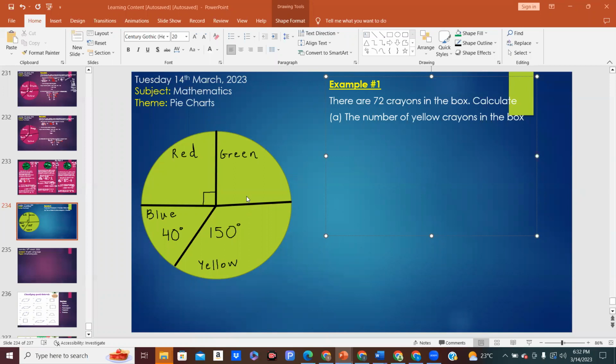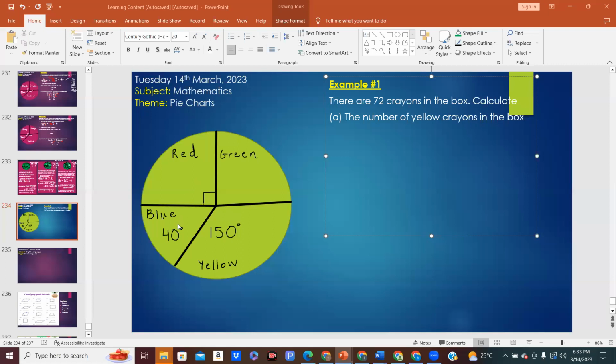So if we want to figure out the amount of yellow in the box, would it be what fraction of 360 is 150? Okay, you're heading somewhere, and then what are we going to do with that? Okay, good try.